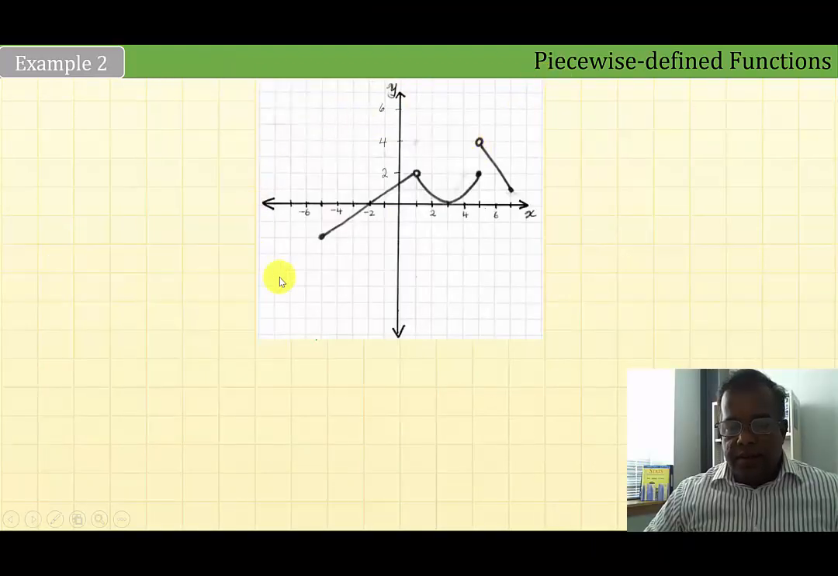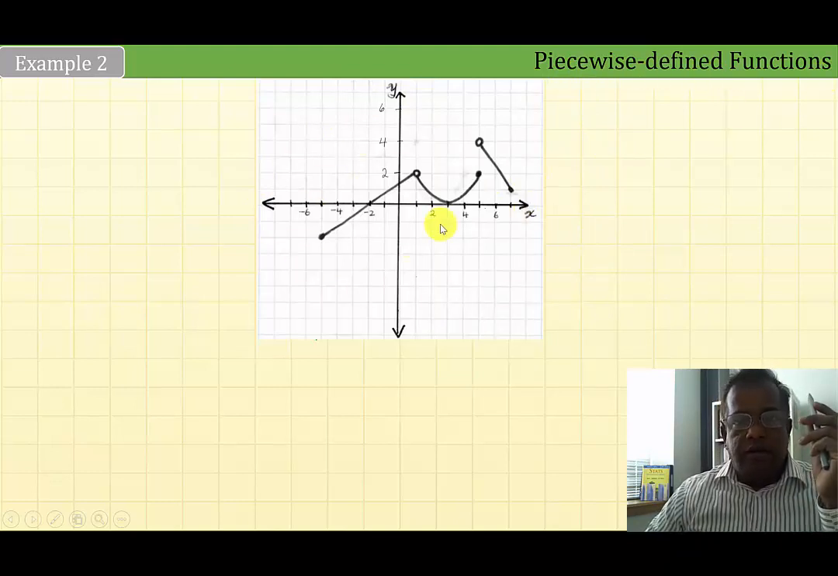Here is an example of a piecewise defined function given by a graph. Now you can see in this graph there are 3 pieces. From x equals -5 up to 1, we have the straight line piece. And then from 1 to 5, we have this curve piece. And then from 5 to 7, again we have a straight line piece.